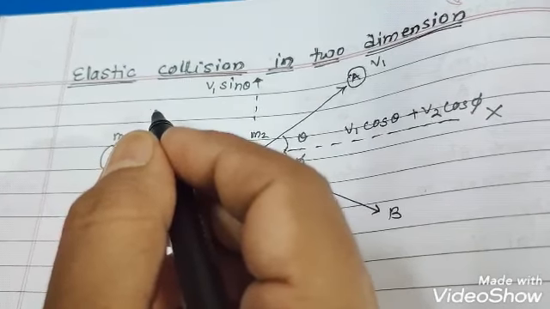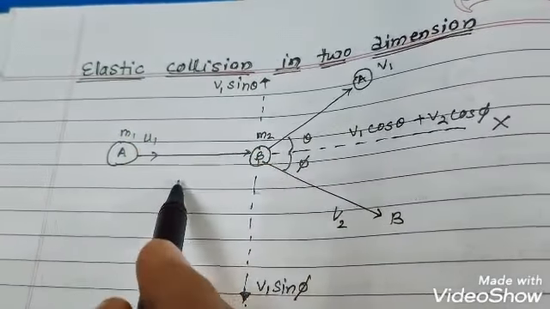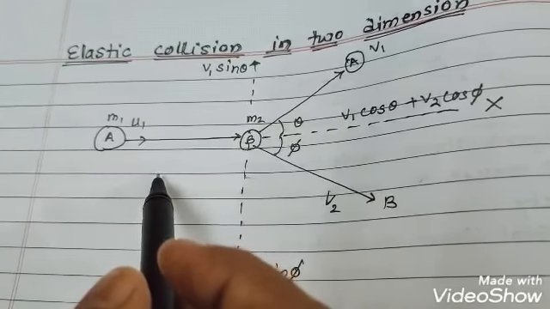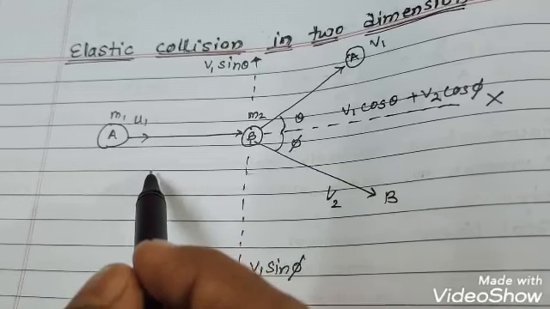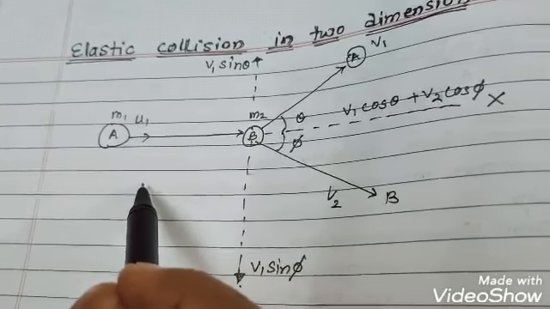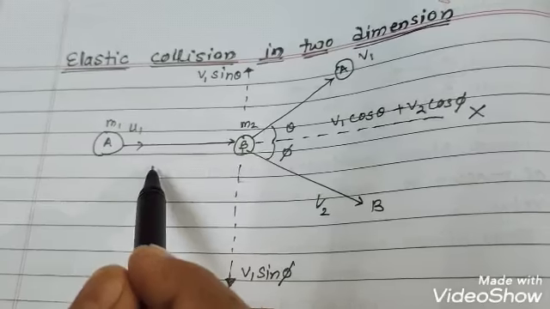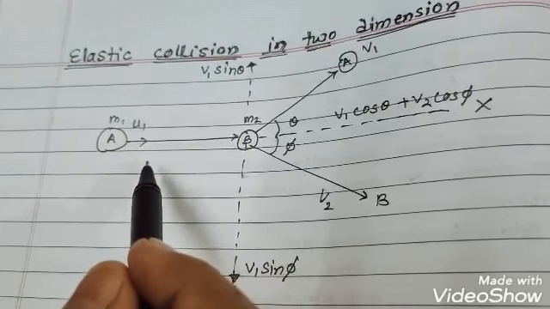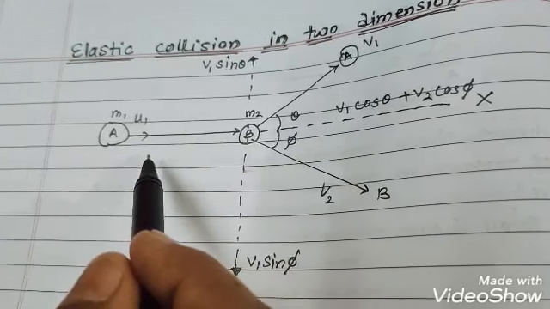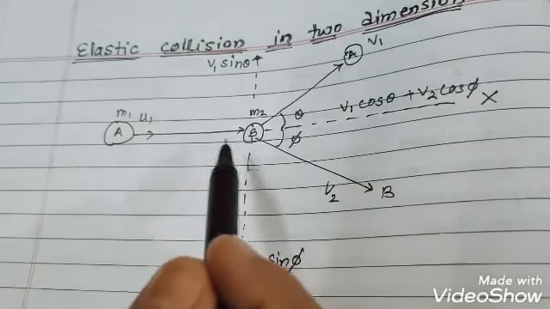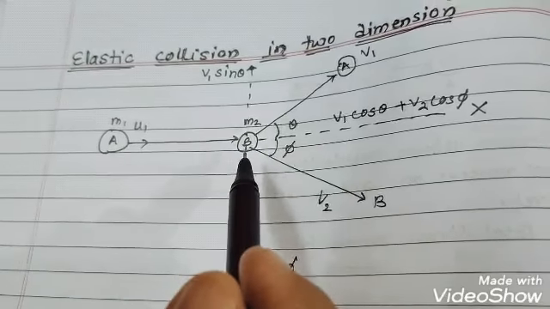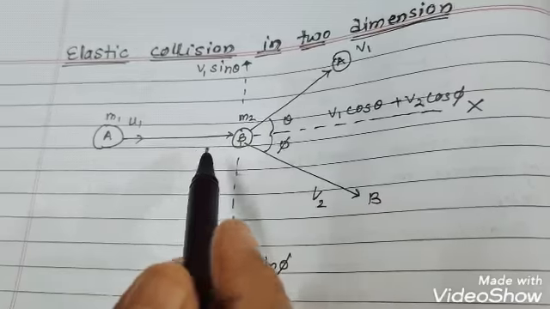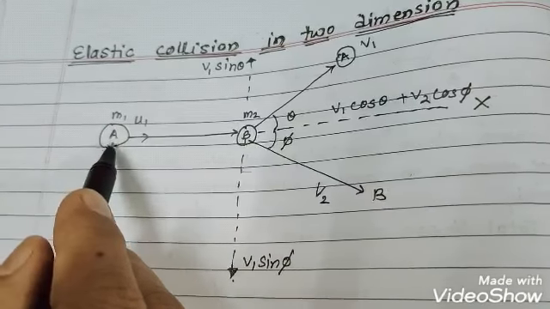So in general, the collisions are two dimensional, where the initial velocities and the final velocities may lie in a plane. So when two bodies traveling initially along the same straight line collide without loss of kinetic energy and move along different directions in a plane after collision, the collision is said to be elastic collision in two dimension. Here we are taking the two bodies A and B.